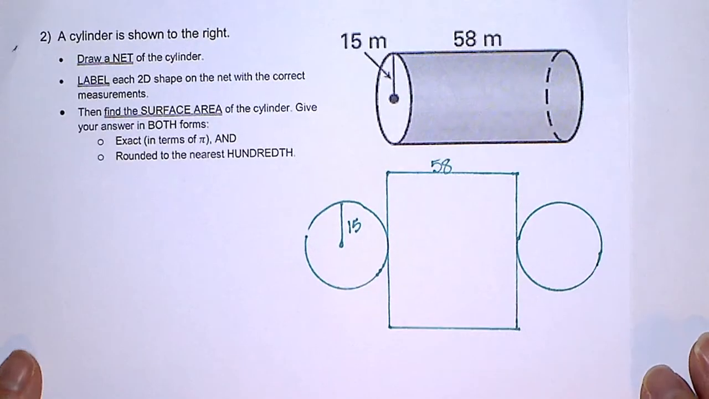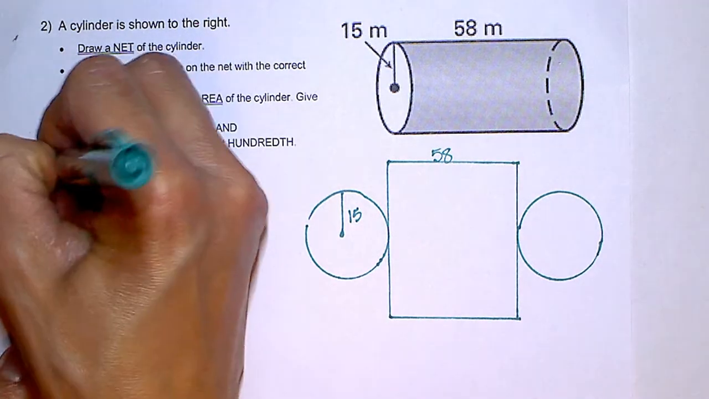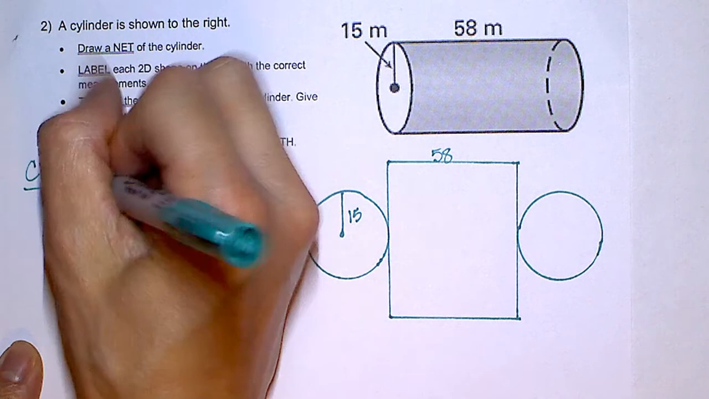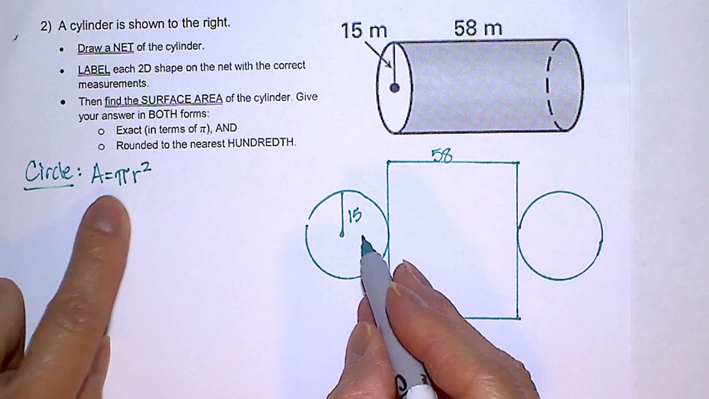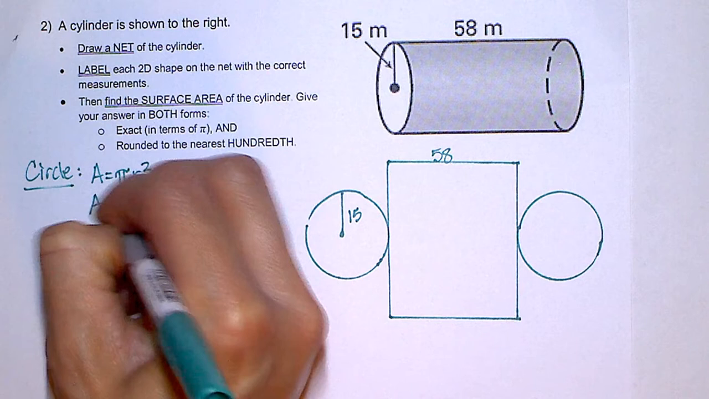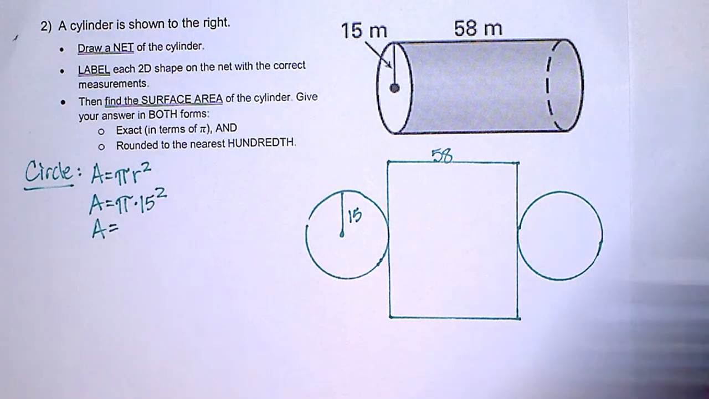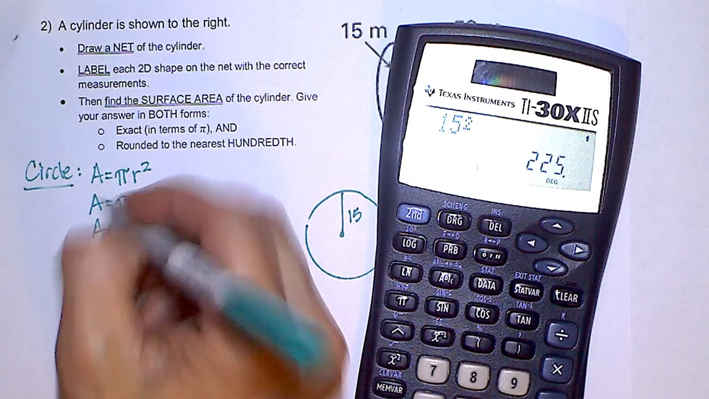Okay, so here's what we need to do first. Let's start with one of the circles, this one right here. So the area of the circle is pi r squared. I'm going to replace the r with a 15. So area is pi times 15 squared, and 15 squared is 225.